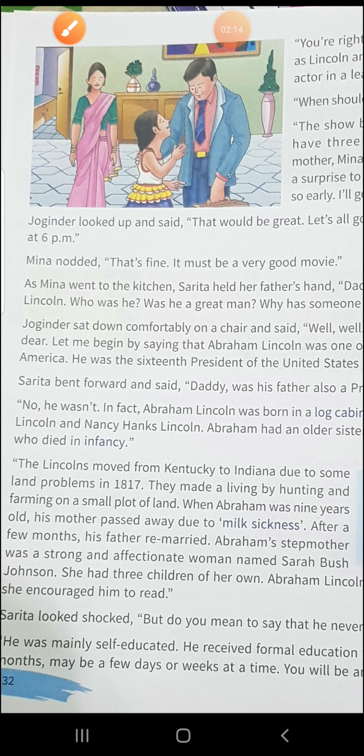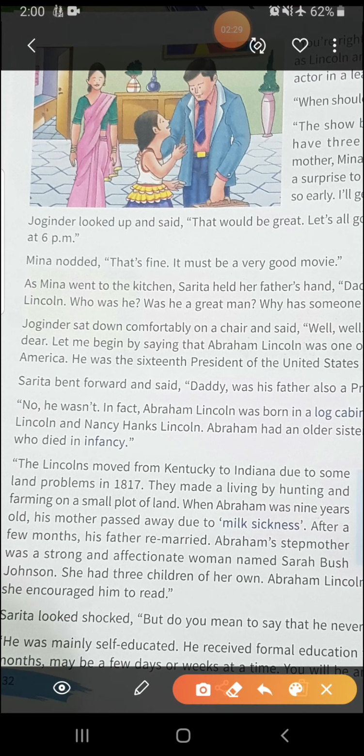And how did they make their living? By hunting and farming. These were the two things by which they could earn. Alright, understood? Then see here, when Abraham was 9 years old, his mother passed away due to milk sickness. After a few months, his father remarried. Here what we come to know, that when he was only 9 years old, his mother died. And how she died? Due to milk sickness.